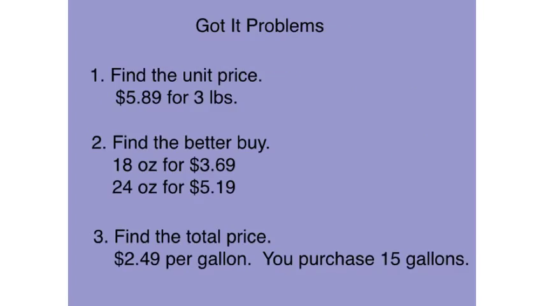Okay, here are your 3 got it problems. The first one, you need to find the unit price using division. The second one, you need to tell me which one is the better buy, which one costs less per unit. So you're going to have to find the unit price for each item. And the last one, you need to tell me the total price. I have given you the unit price, and now I'm telling you that I'm going to be purchasing 15 gallons.